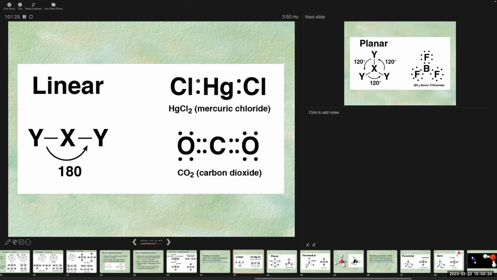All right, so we've got mercuric chloride, an atom of mercury in the middle, bonded to two chlorines. This is a bonding pair creating a single bond between the mercury and one chlorine. This is a bonding pair over on the right, creating a single bond between the mercury and the chlorine. So those are all bonding pairs. There are no lone pairs of electrons on that mercury atom in the middle.